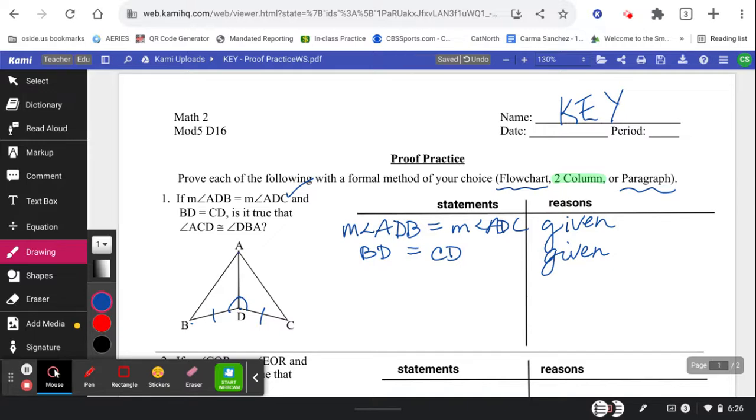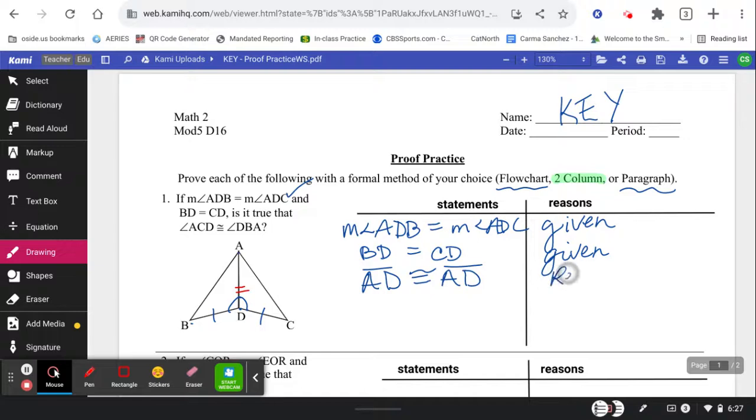Then it's asking for us, is it true that these other 2 angles are equal? And that means that that's what it wants us to prove. So there's something hidden here that we're supposed to see. Do you see it? You got it. It's this reflexive side AD. Side AD is congruent to itself by the reflexive property. Okay, now I have enough for side, angle, side.